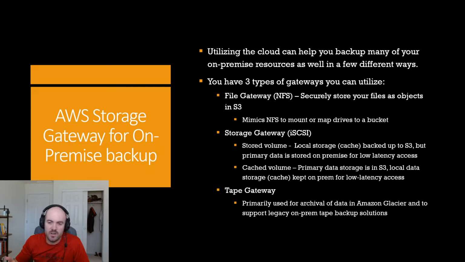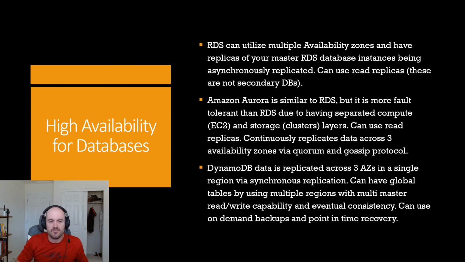Okay. So stored volume, the key differences here are that stored volume has the primary storage on premise, okay, and you have cache data backed up into S3, and then a cached volume is going to have your primary store in S3, and on-prem is going to be a cache of frequently accessed files for low latency access. Okay, and then tape gateway is probably not something you'll work with very often. It's really just used for archival of data in Glacier and to support existing legacy on-prem tape backup solutions. Okay. All right.